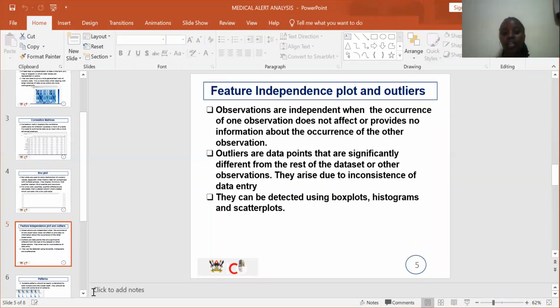And then outliers. These are points that are significantly different from the rest of the data set or other observations. Outliers normally arise due to inconsistency in data entry. They are always far away from the rest of the data, they are not the same as the whole data set, they are always outside, and they differ from the rest of the data set. Outliers can easily be detected by box plots, histograms, and scatter diagrams or plots.